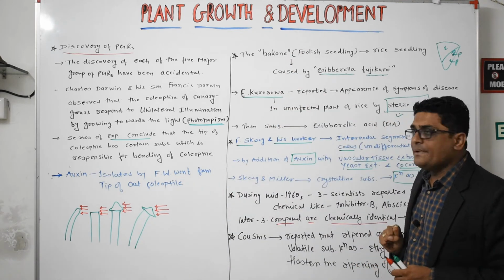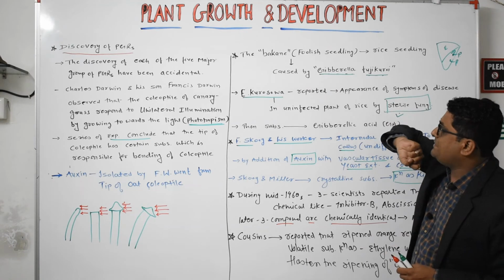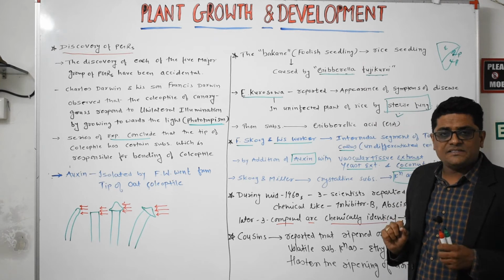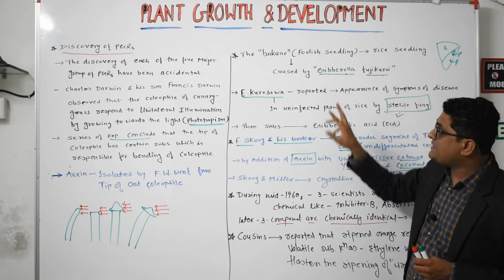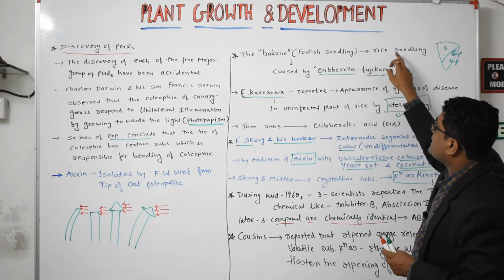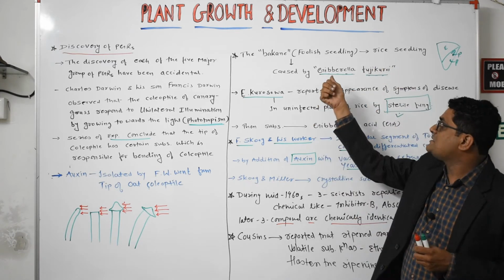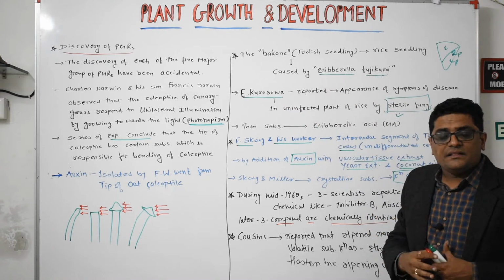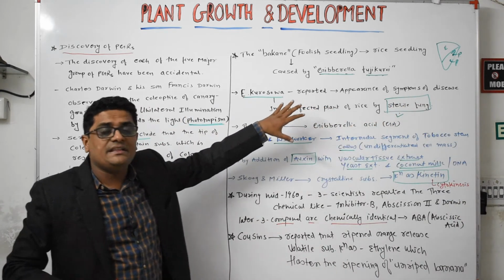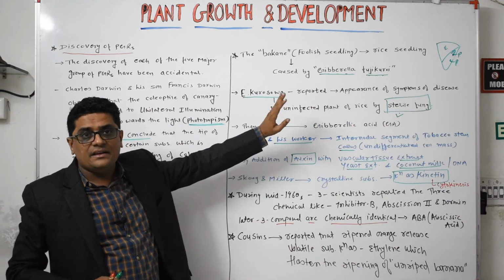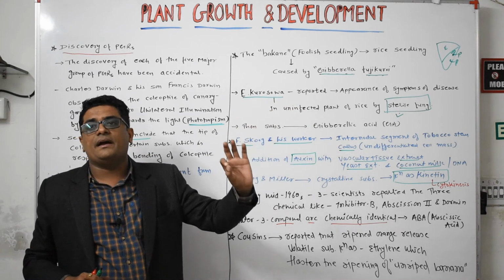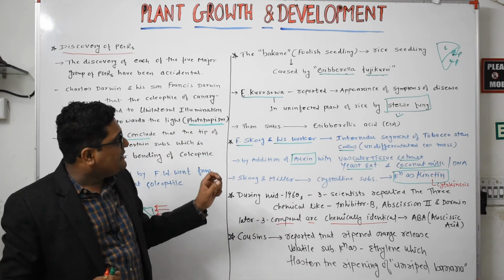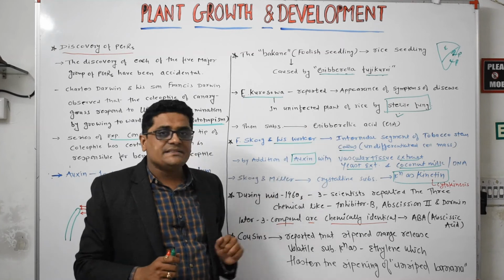Then the discovery of gibberellic acid. Bakanae means foolish seedling, and it is a disease found in rice seedlings. The disease is caused by the fungus known as Gibberella fujikuroi. E. Kurosawa reported the appearance of the disease symptoms in uninfected, healthy rice seedlings when they were treated with the sterile fungal filtrate. And then he reported this substance as gibberellic acid.